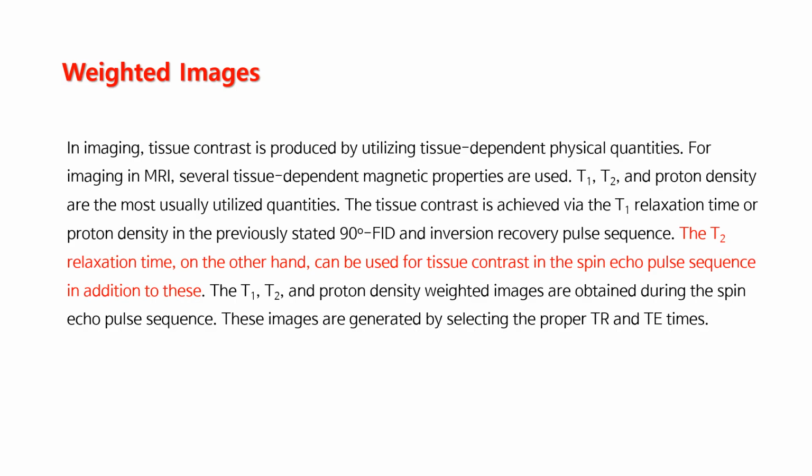Now let's see what kind of weighted images we get for image parameters. In imaging, tissue contrast is produced by utilizing tissue-dependent physical quantities. For imaging in MRI, several tissue-dependent magnetic properties are used. Those are T1, T2, and the proton density. So we can use these three physical quantities as image factors.